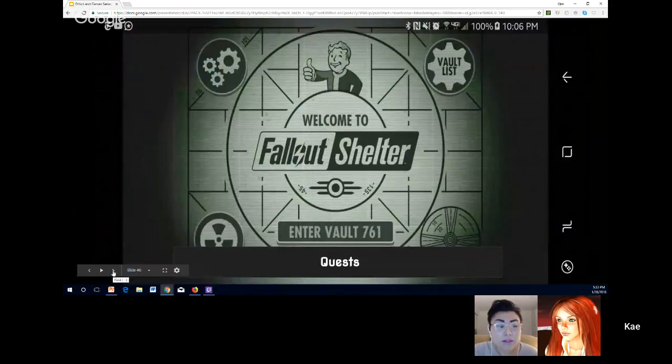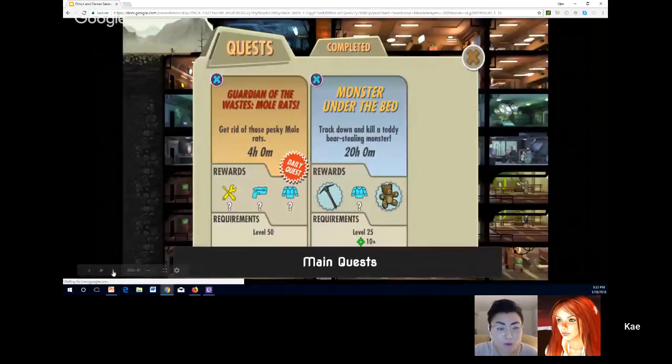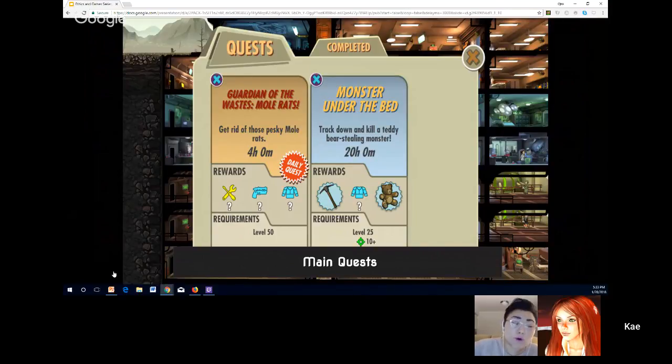Okay, so here are the types of quests. Some of the quests in this screenshot, for example, will tell you to go Guardian of the Wastes, mole rats. Get rid of these pesky mole rats. So you will send somebody off to kill off mole rats. And the other one says monster under the bed, track down and kill a teddy bear stealing monster. So there are these little quests that they give you so that the game doesn't just feel like you're building a bunch of vault rooms. Okay, next.